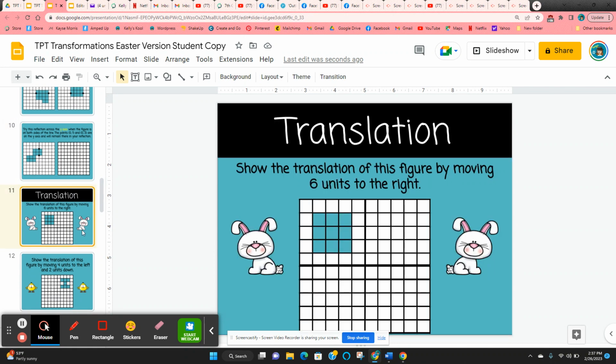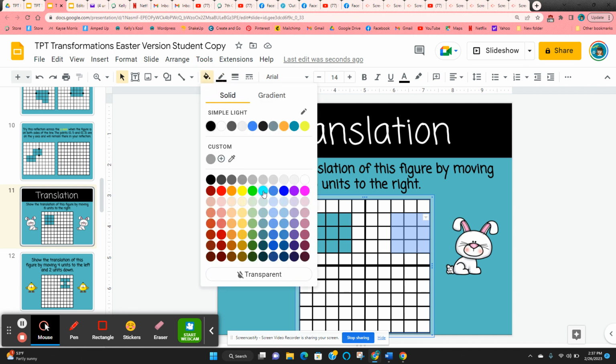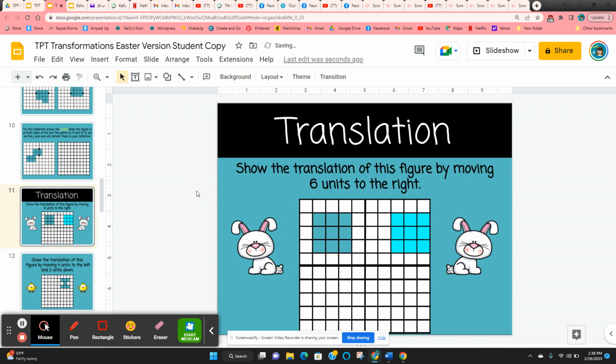Then they're going to move on to translation. Translation means that a figure is going to move up, down, left, or right, but it doesn't change its orientation. So all they're going to do on this figure is translate it 6 units to the right. So they just count 1, 2, 3, 4, 5, 6. They can highlight in the whole thing on this one. And there they have a translation. So that one's pretty easy.